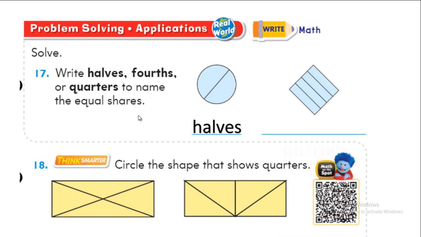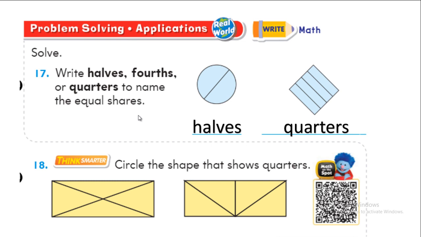Excellent. So I'm gonna choose the hard word for you to practice writing. Quarters. You can call it also fourths. If you want to write fourths, it's also correct. In number 18, circle the shape that shows quarters.